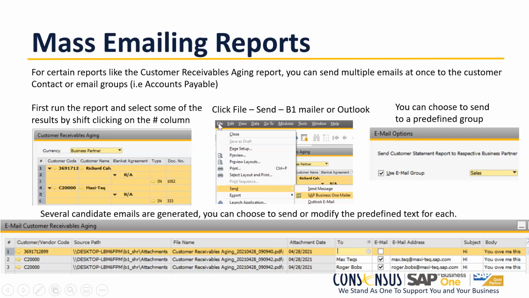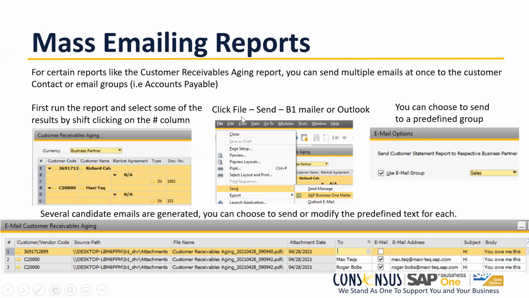Then on your toolbar, you will hit File, Send. You can pick one of these options, either Business One Mailer or Outlook. And then if you've defined email groups in the system, you can choose to send to email groups, or if you uncheck this, it'll look for the default contact on the business partner.